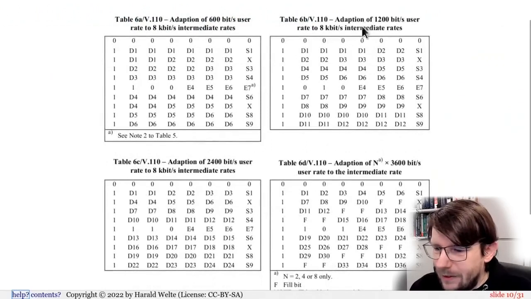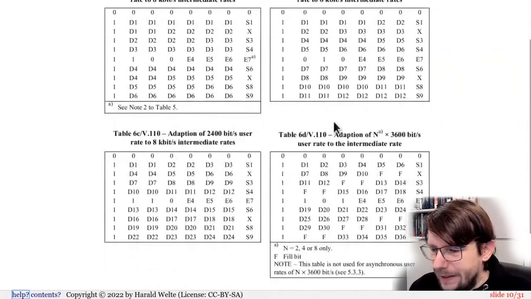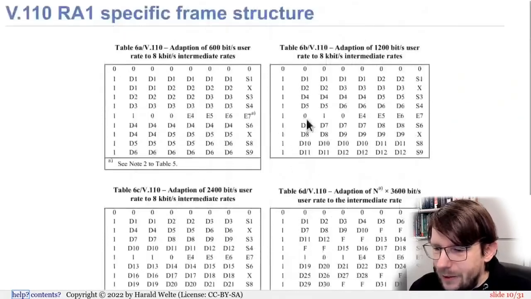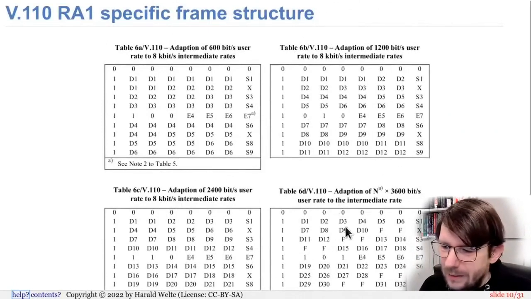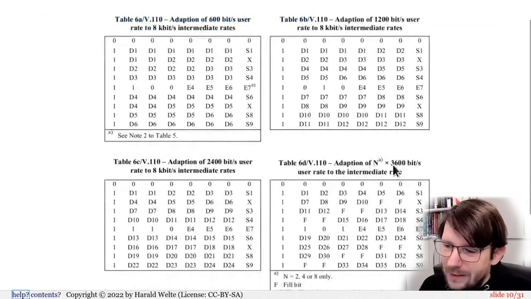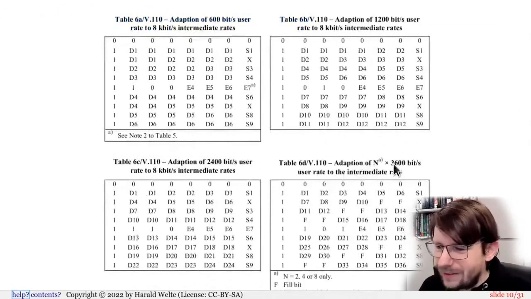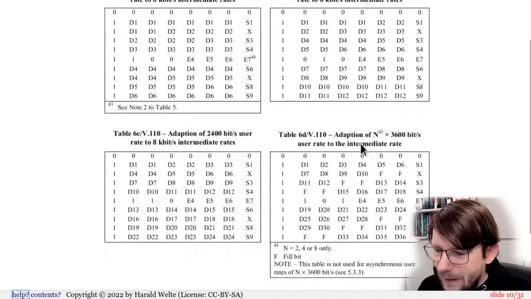So 600, 1200, 2400, and then n multiplied by 3600 bits. That's most of the other modem bit rates that can be used here. The first 3 are only for the 8 kilobit per second intermediate rate, but the other one is also possible for 16 or 32 kilobit intermediate rates. And that determines whether it's 3600 or 7200 or 14,400 bits per second, for example.